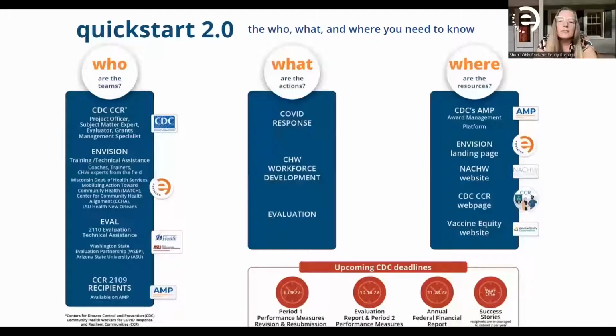And you will be finding those things in 2 repositories, the CDC AMP pages and the Envision landing page, as well as websites of our partnering organizations in this work that elevate community health worker work, both for COVID response and for the workforce overall, the National Association of CHWs.